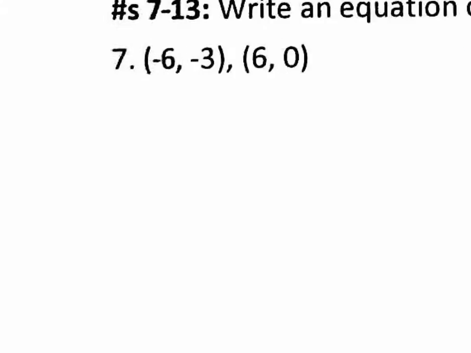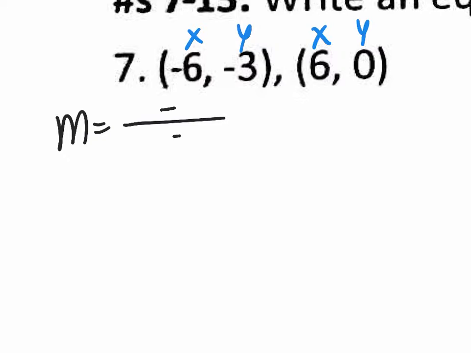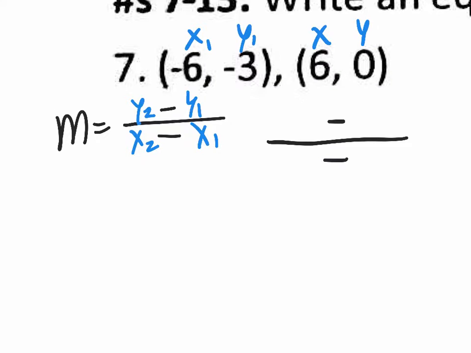Now, number 7, they give us 2 points, x, y, x, y. And the only thing we could do with 2 points is find the slope using the slope formula. Slope formula is m equals y2 minus y1 over x2 minus x1. And when you use this formula, use the division and the subtractions first, and then plug in your y2 value. By the way, this was your first point, so you put 1, 1. This is your second point, so you put 2, 2.